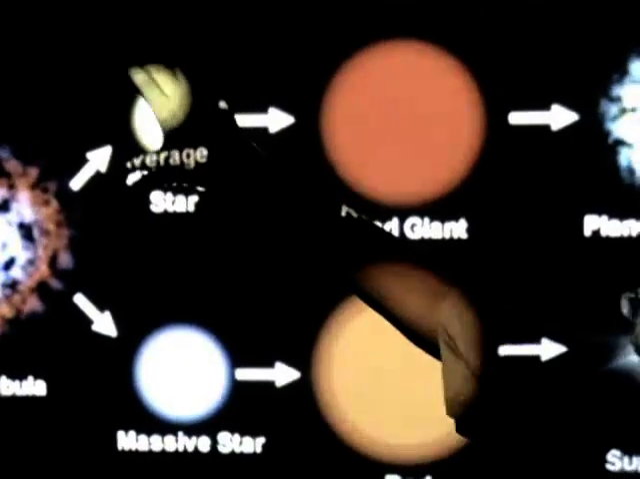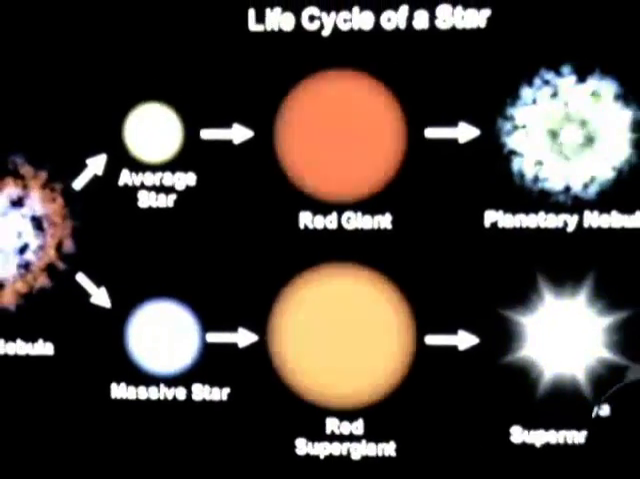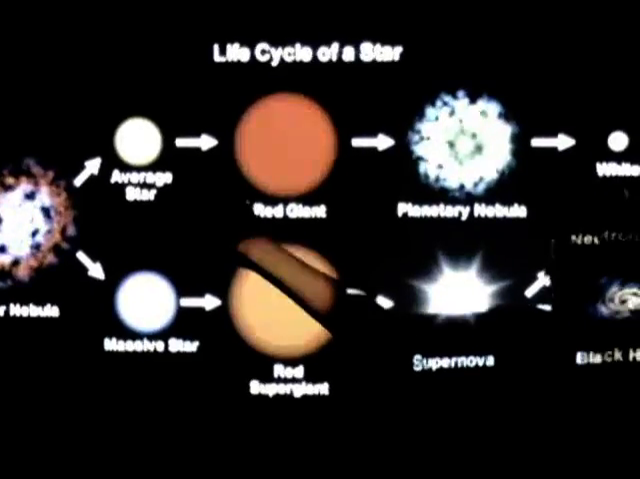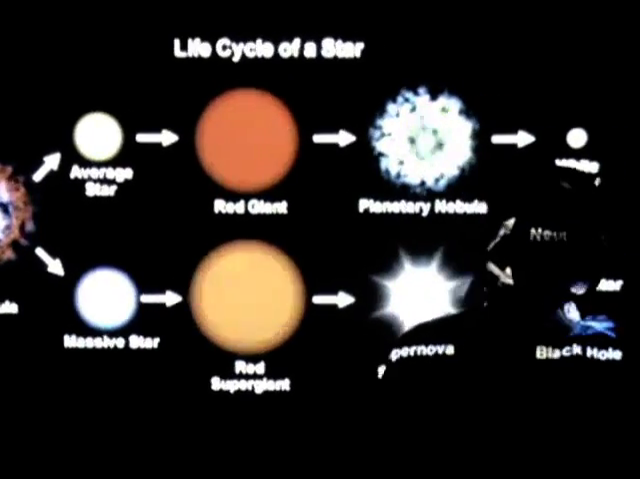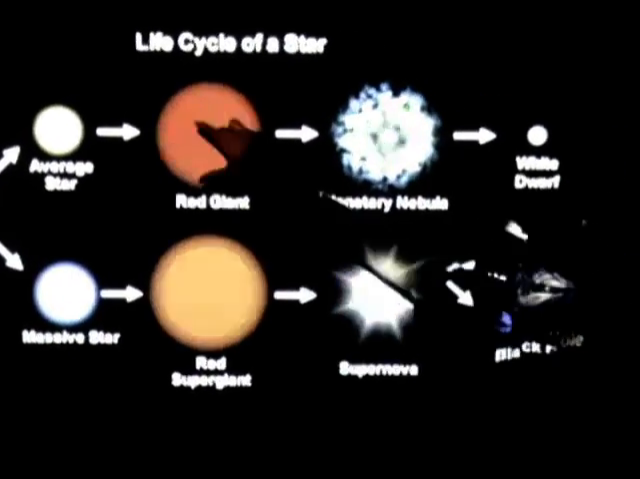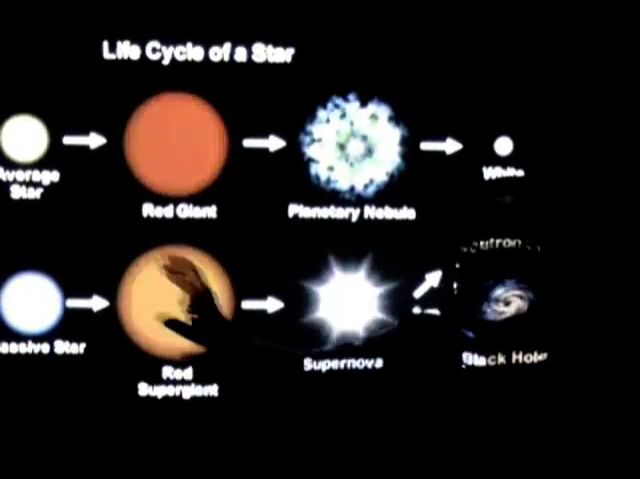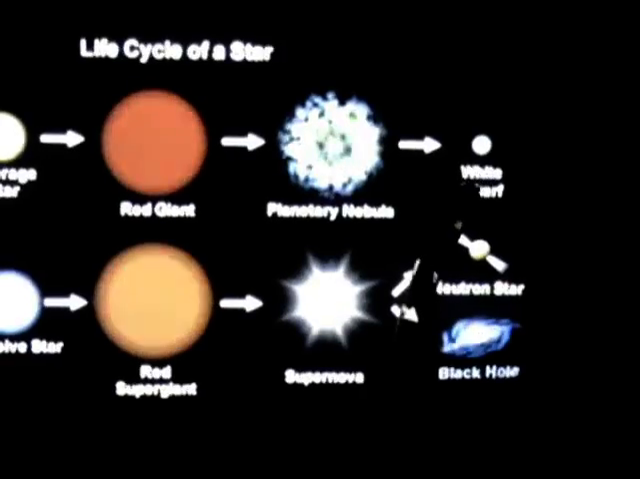In regard to an average star, after a few hundred billion years, it will grow into a red giant. An example of an average star is our own sun. Then the crust of this red giant will fade away, leaving a byproduct.